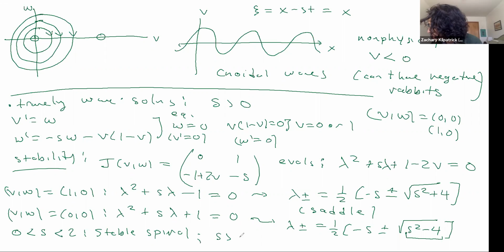Now, when s is greater than 2, this is going to be positive, okay? This is going to be negative, and then this thing is going to be less than s, because s squared minus 4, square root of that should be less than s, okay? So both of your eigenvalues should be negative, so you're going to have a stable node in that case, okay? So what this means is that if we go to these two different cases and we sketch them, w and v, okay?